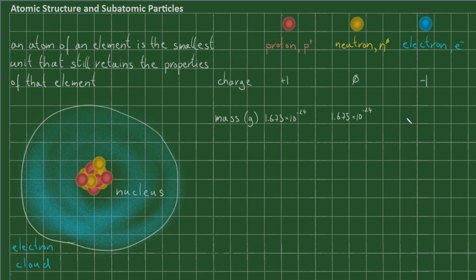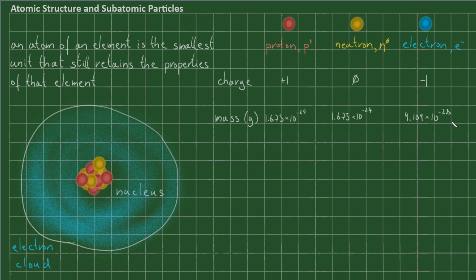Finally, I have the mass of the electron. The electron is much smaller and also has a much smaller mass. It is about 9.109 times 10 to the negative 28.